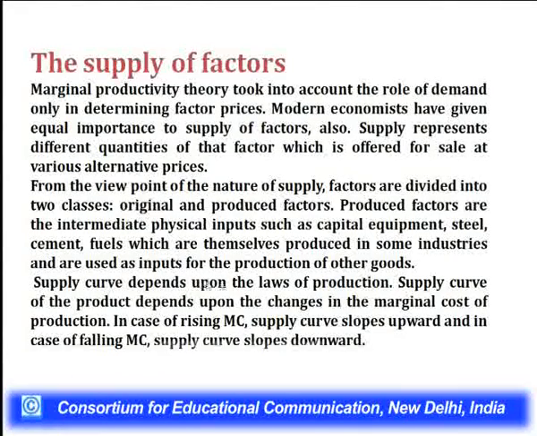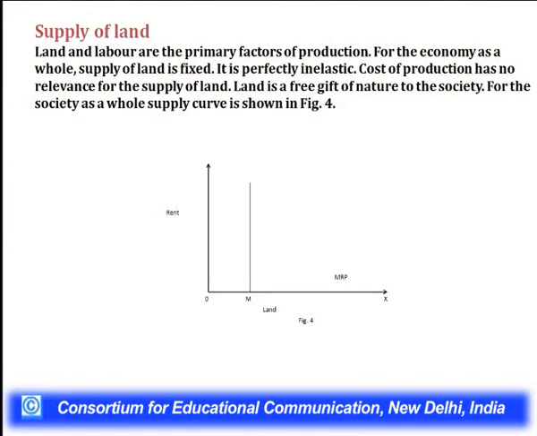Supply curve depends upon the laws of production. So we can see what the change in the marginal cost of production is. In case of rising MC, the supply curve slopes upward, and in case of falling MC, the supply curve slopes downward. Now we can see what the supply of all factors of production is. Firstly, we take into account the supply of land.